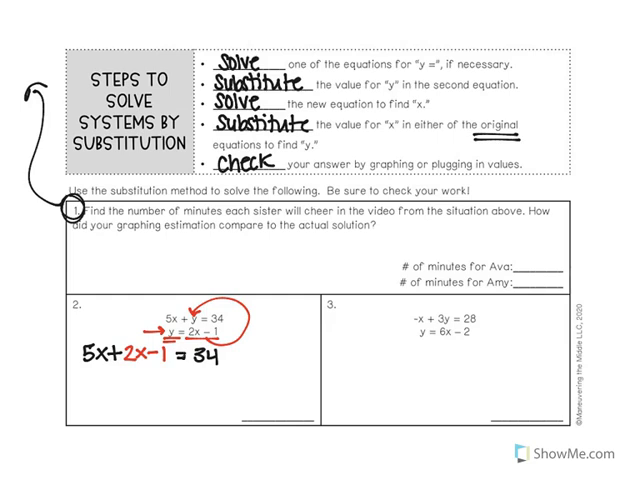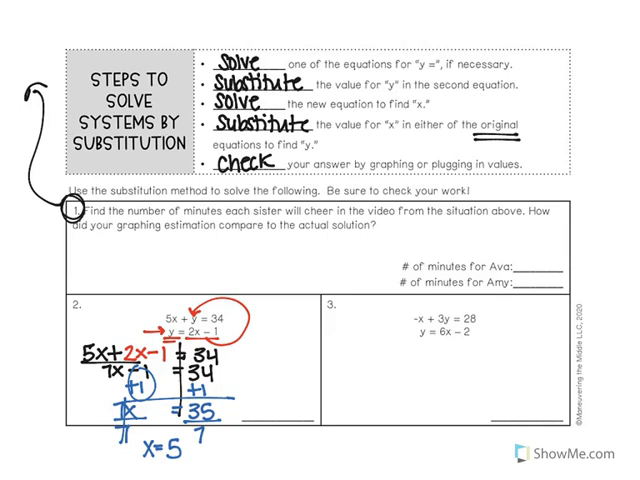Now we're going to solve for x, and we're going to combine like terms first. So 5x plus 2x is 7x minus 1, and that's going to equal 34. Then I'm going to do inverse operations by moving the constant. So I'm going to add 1 to both sides, which gives me a 0 pair. And I'm left with 7x is equal to 35. My last step is to do the inverse of multiplication, which is to divide by 7 on both sides. And I'm left with x is equal to 5.